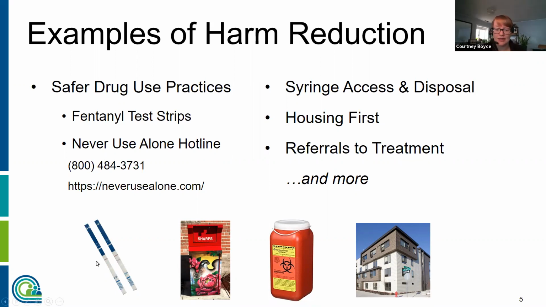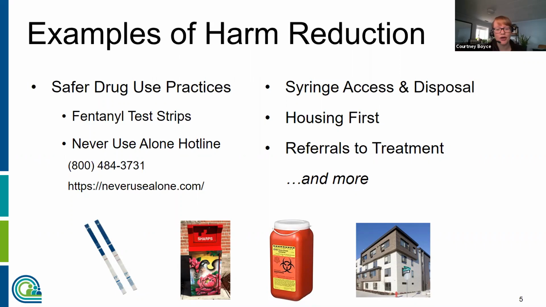One stripe indicates that yes, there is fentanyl, and that can be used for any substance that an individual purchases and wants to test. So that could be methamphetamine or it could be heroin, whatever that looks like. And that provides informed consent for that person so they can modify their behavior to take into account that fentanyl, which is highly potent, is in the substance that they're using.